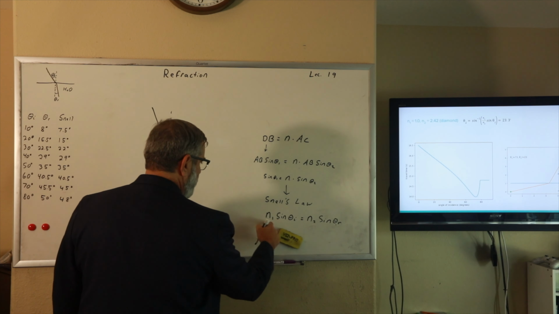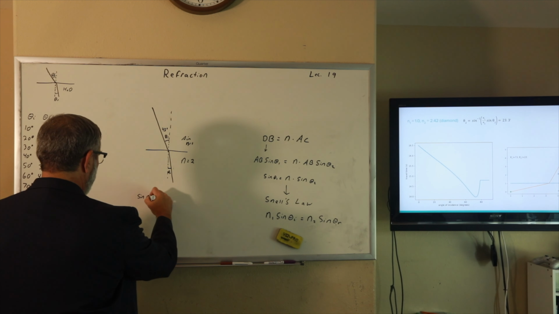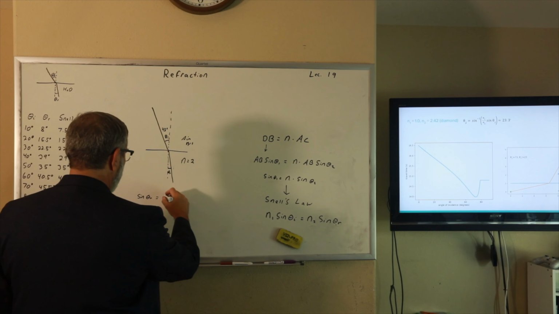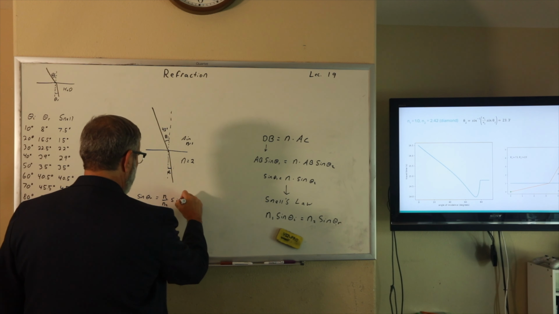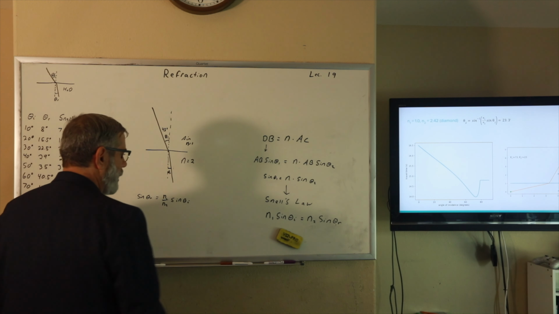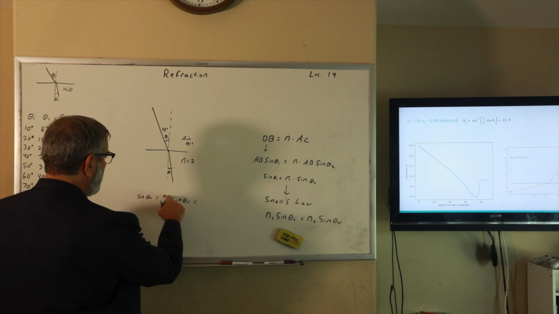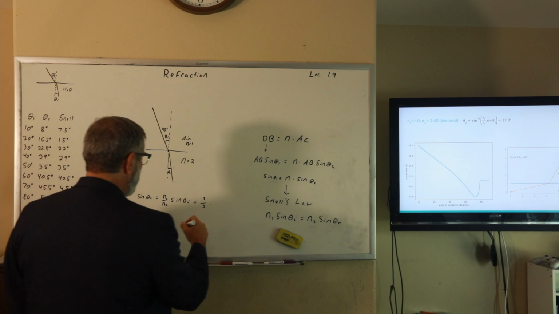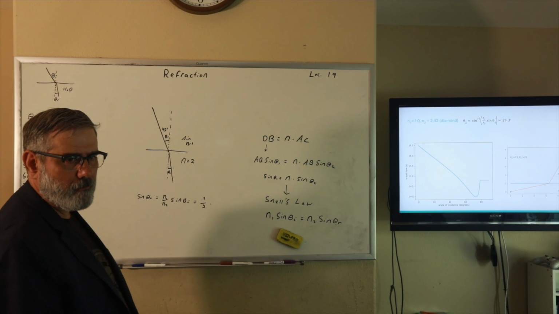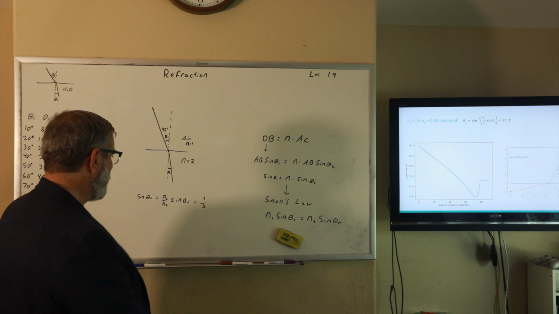Well, we can divide both sides by n2. That's going to give me that the sine of the refractive angle is equal to n1 over n2, times the sine of theta I, the angle of incidence. Now I can plug in some numbers: n1 is 1, n2 is 2. The sine of 45 degrees, who remembers the sine of 45 degrees? Square root of 2 over 2.